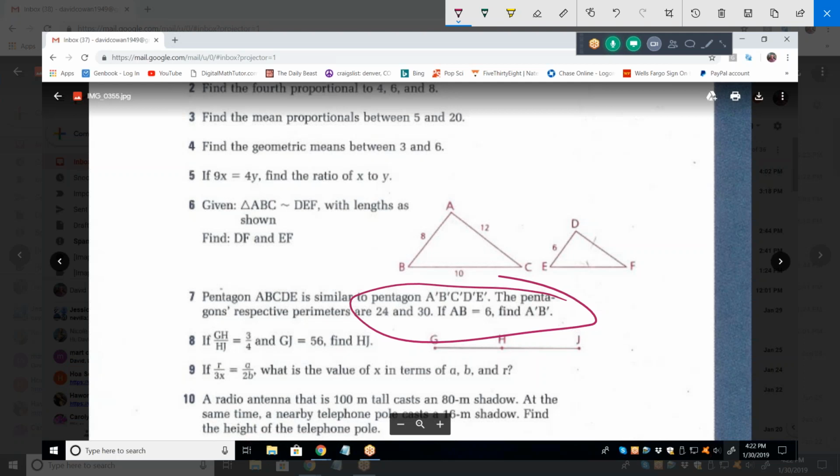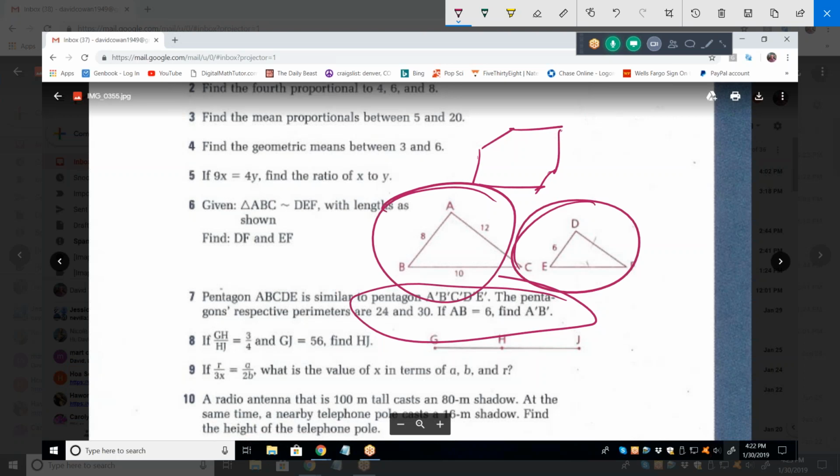There's a key terminology. That terminology is similarity ratio. That is the linear ratio between two shapes. In other words, in this figure right here, the similarity ratio is 8 to 6, right? Okay. Well, what's the similarity ratio in 7? 24 to 30. Correct. So then it reduces from that to that.